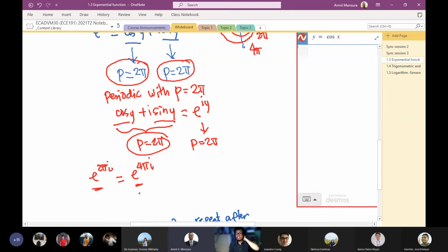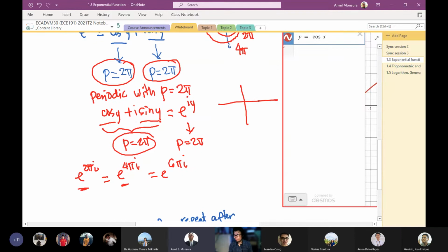Okay? Same thing, yung e raised to 6 pi I, also points to the same location as these other two. Again, may interpret kayo niyan kung titingnan niyo siya sa coordinate system. Yung e raised to 2 pi I, as we have found out earlier, tumuturo yan sa location na 1, 0. Same thing with this one, e raised to 4 pi I. Pwede niyo computein yan: cosine of 4 pi plus I sine of 4 pi.